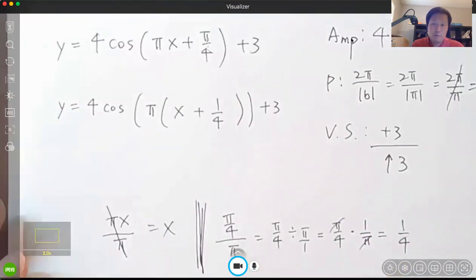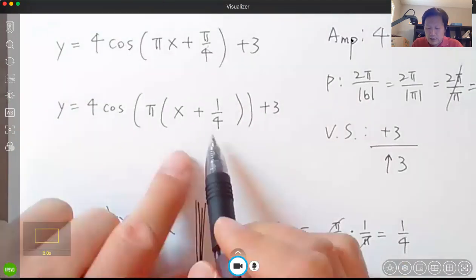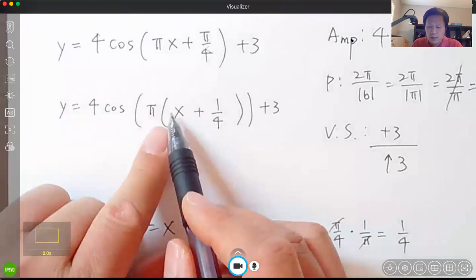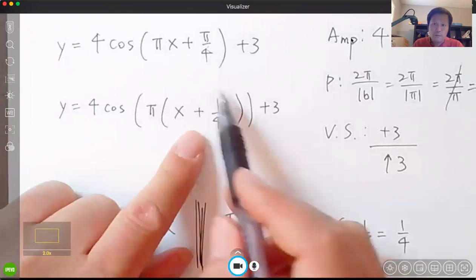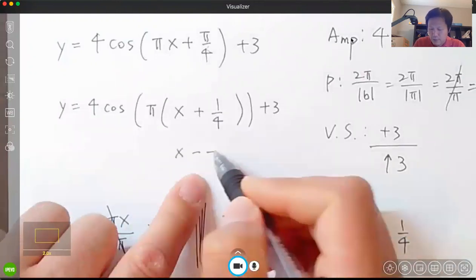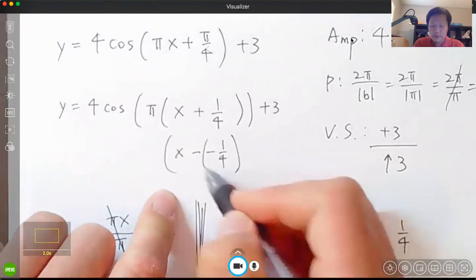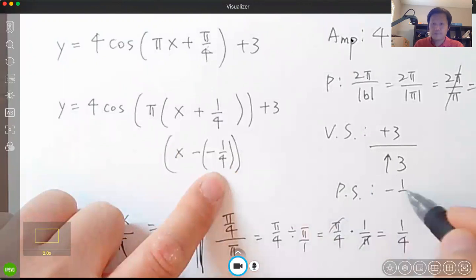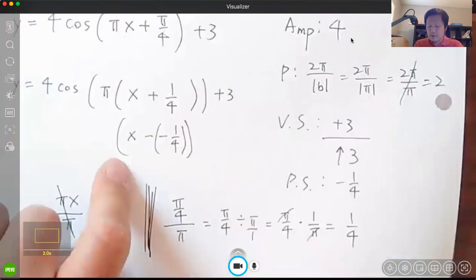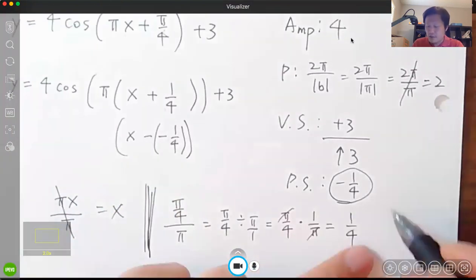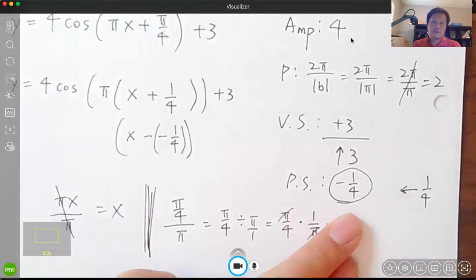Now you can read the phase shift. Inside the parentheses, x has no coefficient, which means it's 1. Phase shift is what? Minus 1/4, because that's the same as x minus 1/4. You got this as h. So phase shift here is minus 1/4. That's how your Alex says it. I like to say phase shift is left by 1/4. That's my preference.